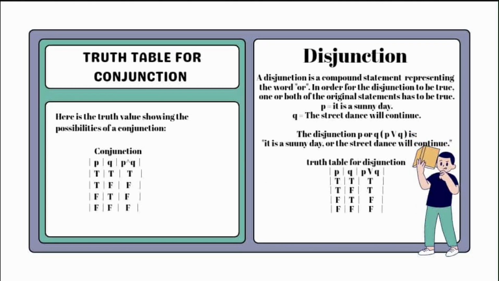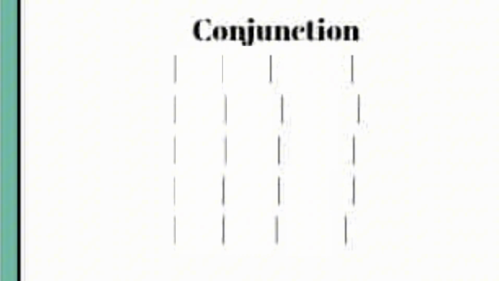So let's go to the truth table for conjunction. Here is the truth value showing the possibilities of a conjunction. There are three columns in conjunction. The first column is for P, the next is for Q, and then P and Q. In the first row, P can be true and Q can be true also. Always remember, a conjunction is only true when both components are true. In this case, both components are true, therefore P and Q will be true.